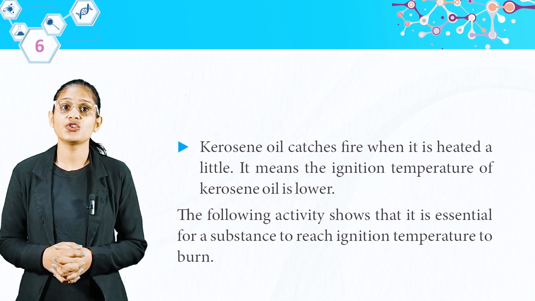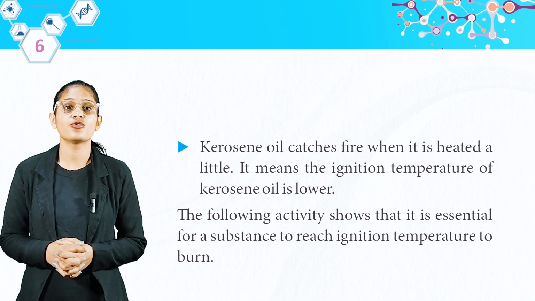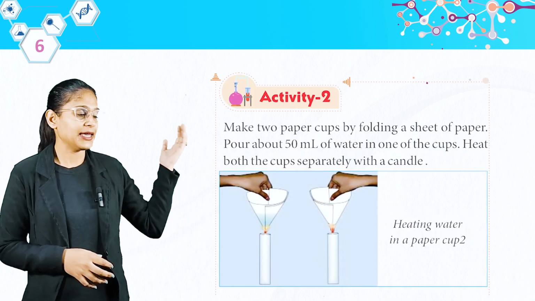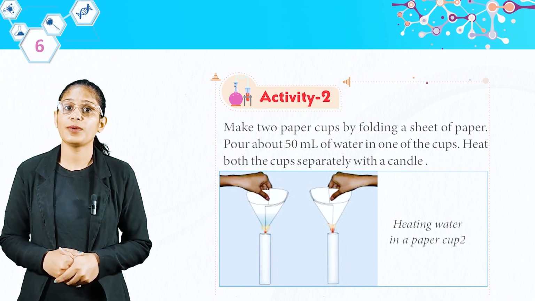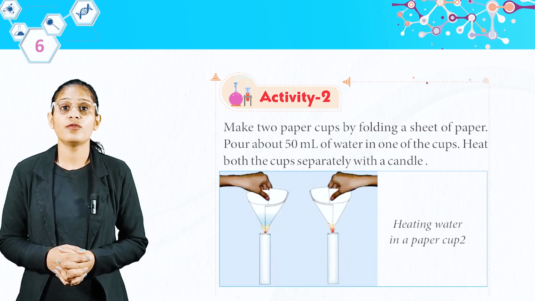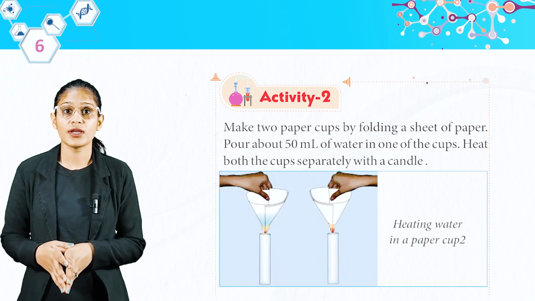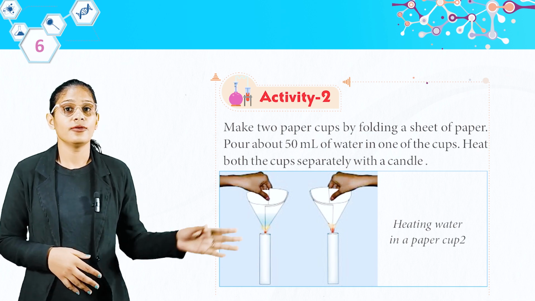The following activity shows that it is essential for a substance to reach its ignition temperature to burn. Here we have Activity 2. Make two paper cups by folding a sheet of paper. Pour about 50 ml of water in one of the cups. Heat both the cups separately with a candle. Look here.